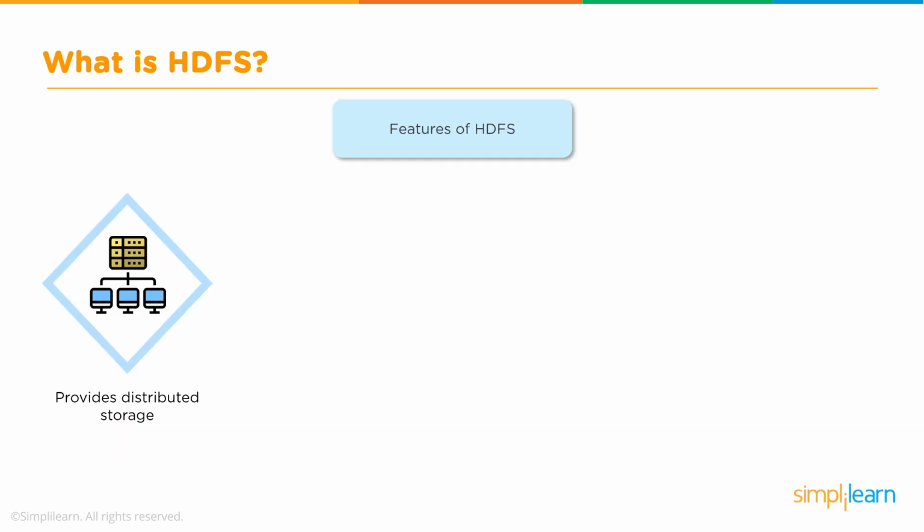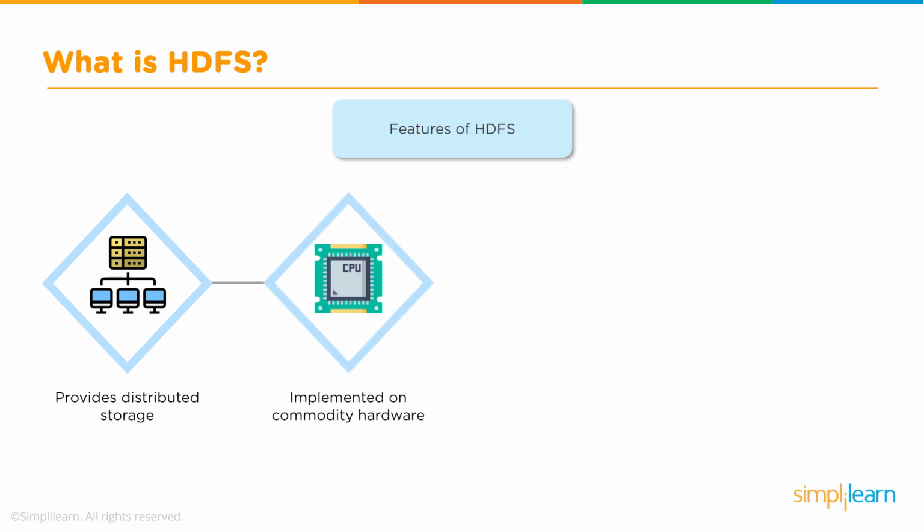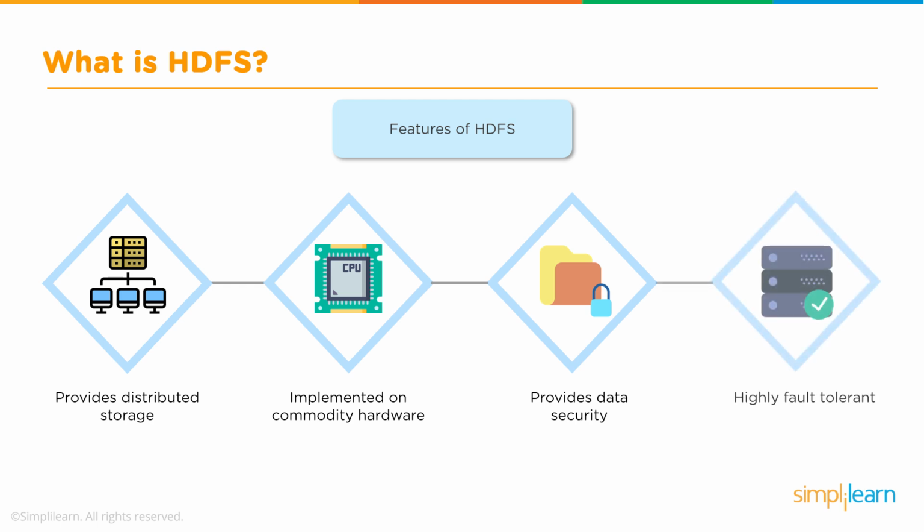So, features of the Hadoop file system, or HDFS. It provides distributed storage implemented on commodity hardware and provides data security. This is that replication part where you don't have a RAID backup or a high-end backup. The nodes themselves are replicated 3 times, so it's backed up in 2 different places. And it's highly fault tolerant. So if one machine goes down, it just pops over to the next machine and does its work there.